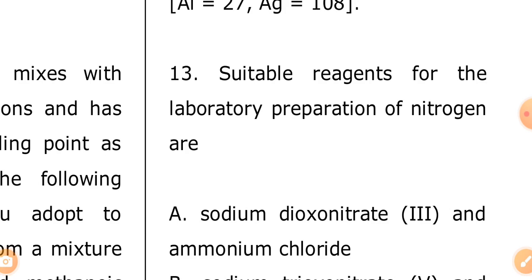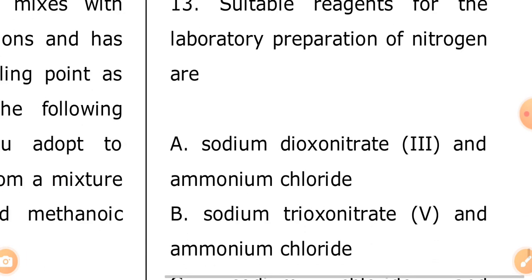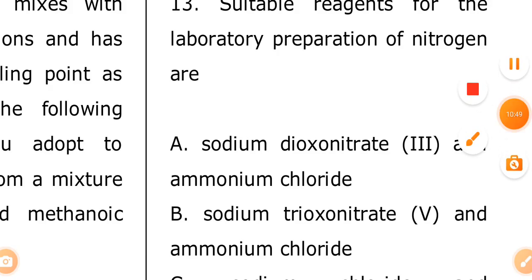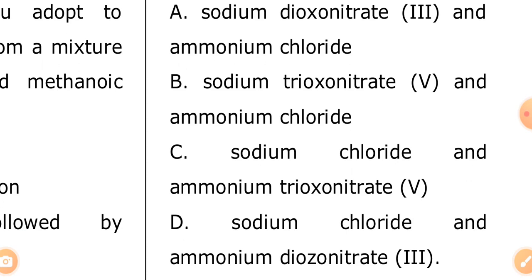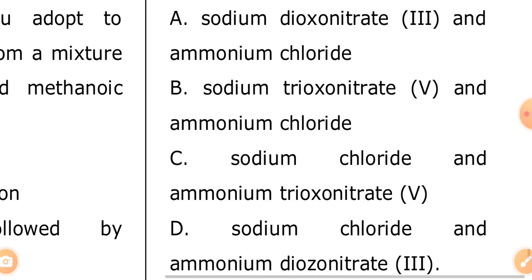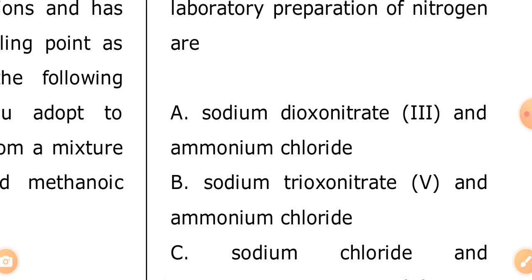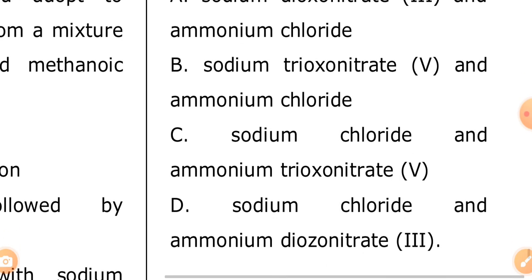Suitable reagents for the laboratory preparation of nitrogen are: that is, if you are to prepare nitrogen in a lab, the suitable reagents are A, sodium nitrite and ammonium chloride. B, sodium nitrate and ammonium chloride. C, sodium chloride and ammonium nitrate. D, sodium chloride and ammonium nitrite. The answer is A, sodium nitrite and ammonium chloride.